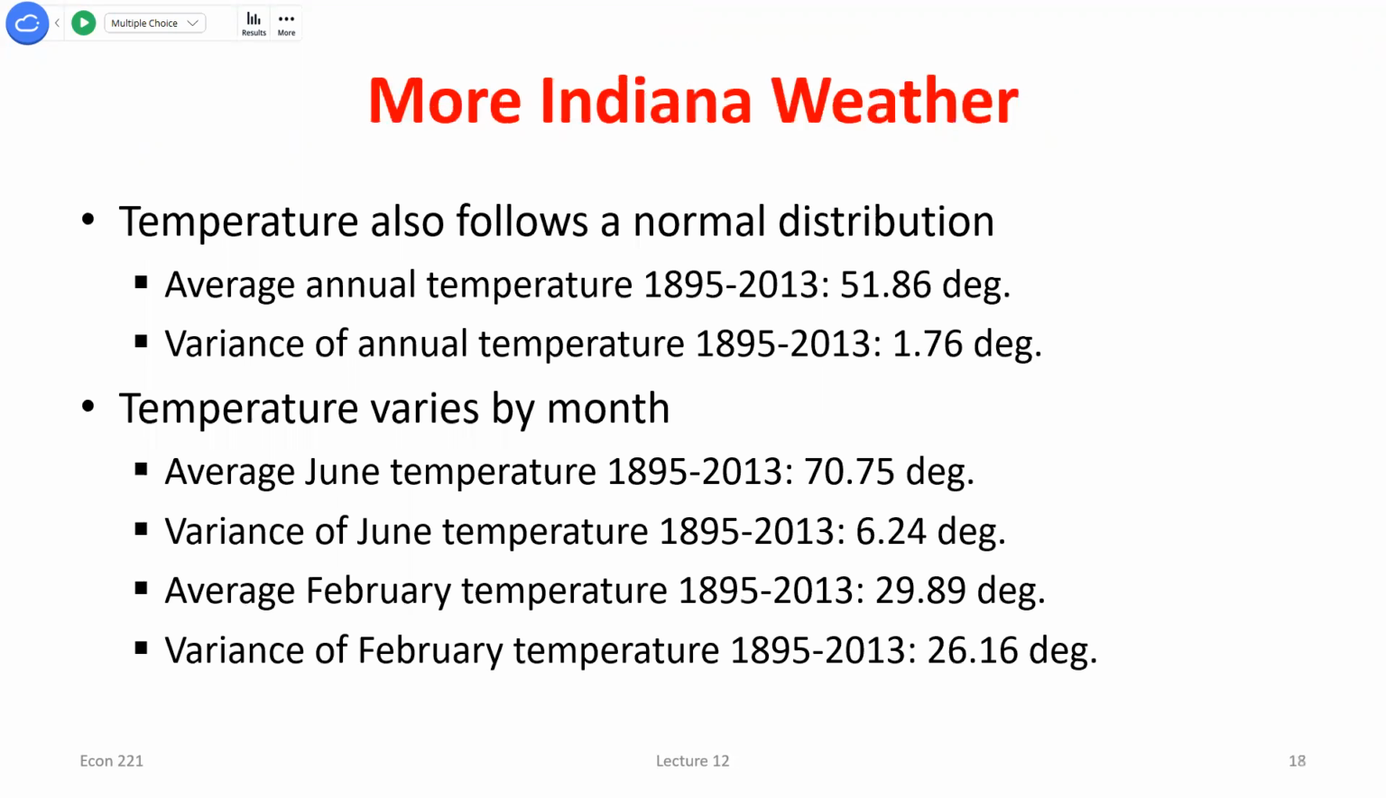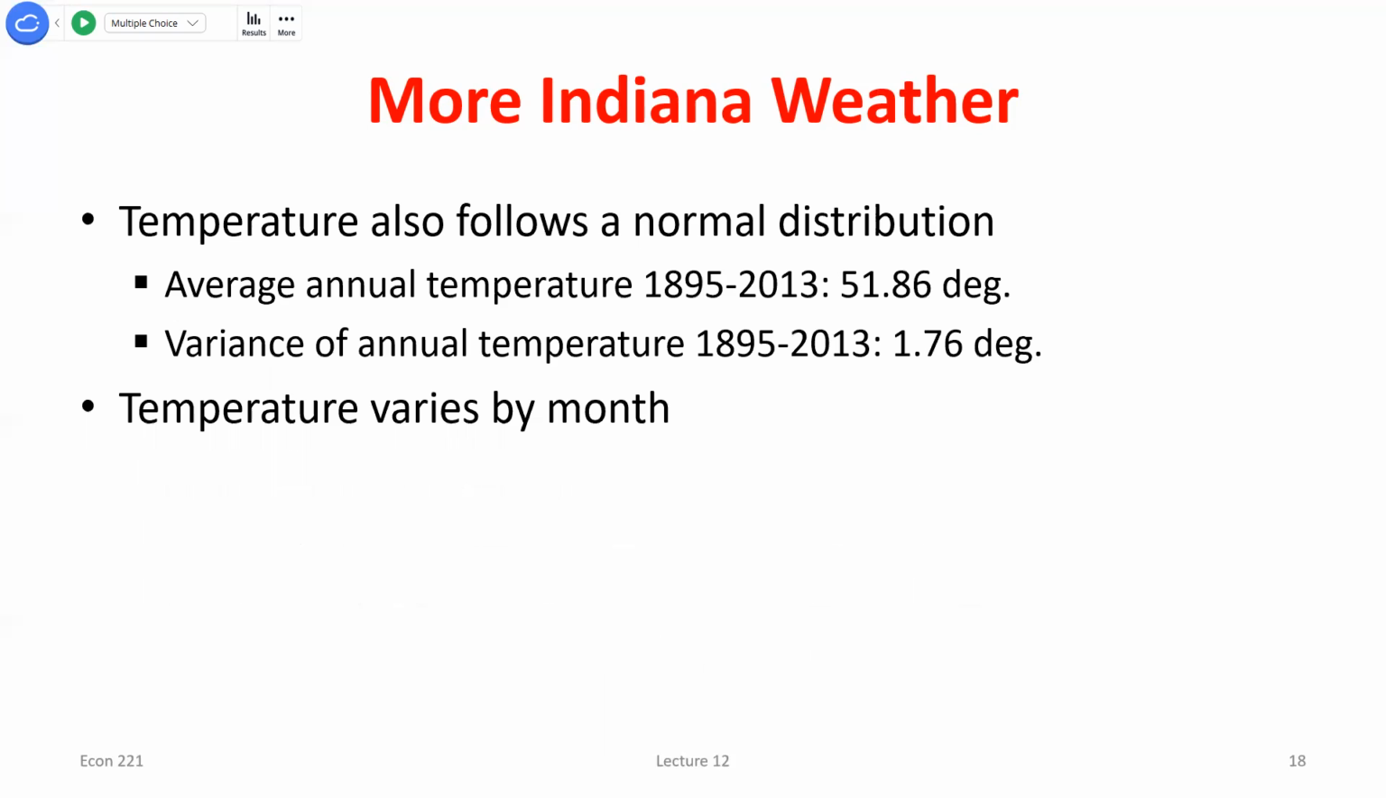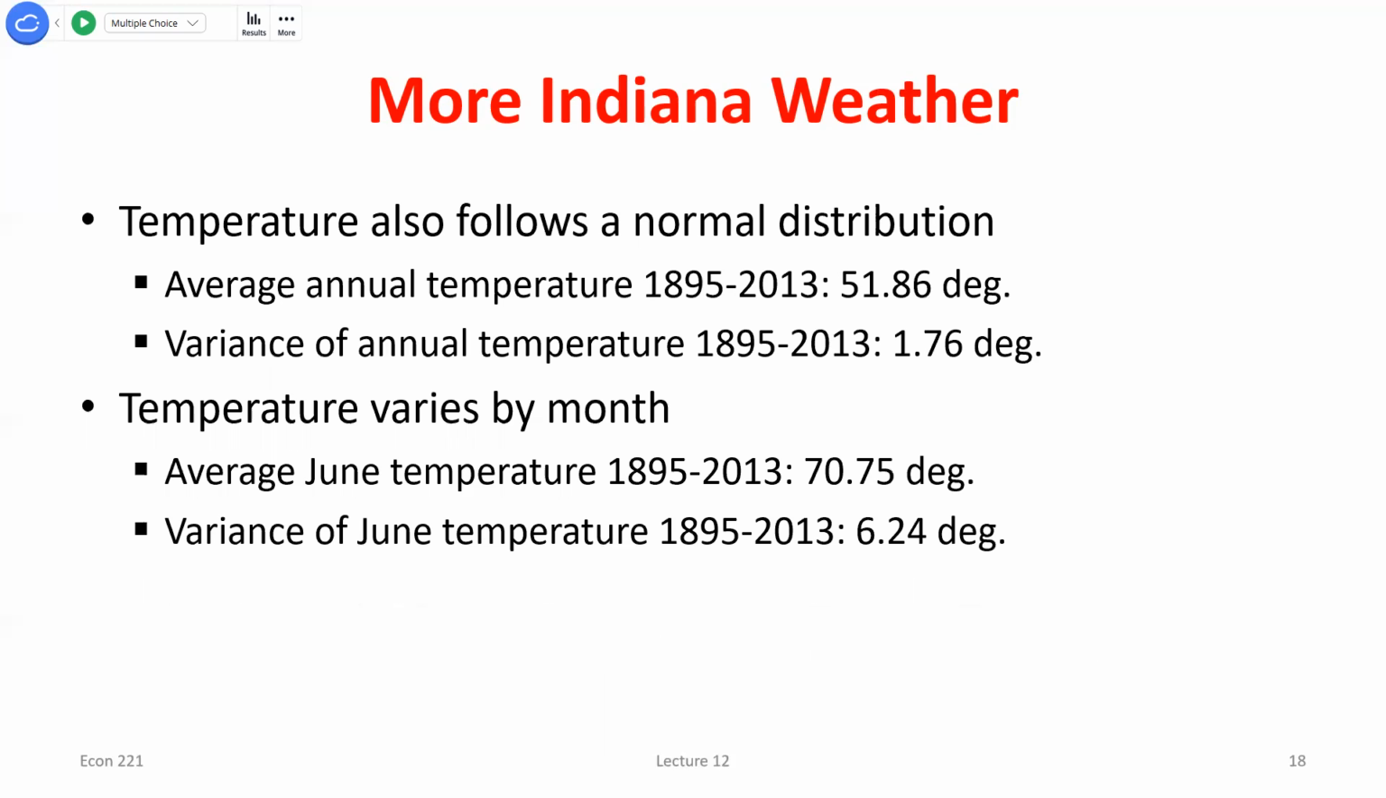So let's now move away from rainfall and look at temperatures. This was a pretty low probability. I think September rainfall in 2018 was this low, so the probability was about 3%. You can really do this with any month and any year of rainfall you're interested in. You can also do it with temperature. Temperature follows a pretty nice normal distribution, so we'll work through an example of that.